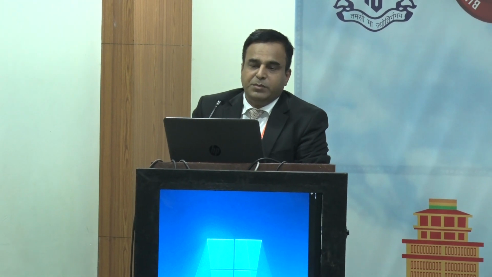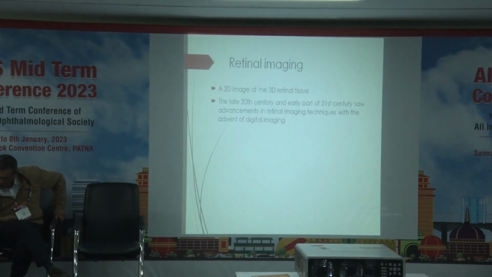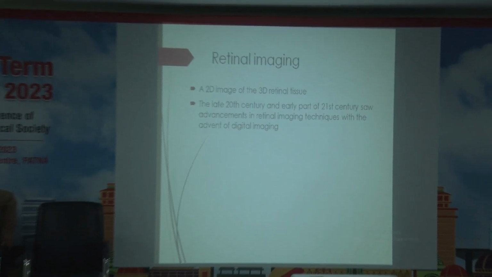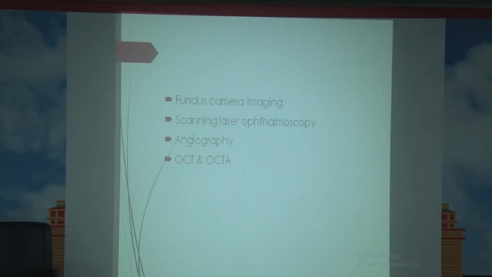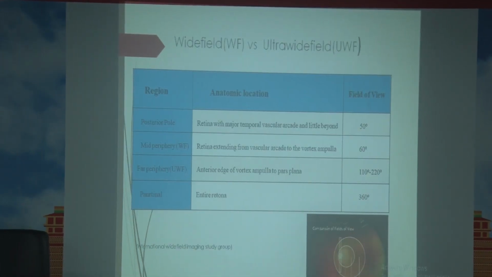Initially the retinal imaging was film-based, but with the late 20th century and early part of the 21st century, with the advancement of digital technology, we have seen lots of new retinal imaging devices. So retinal imaging is basically fundus camera imaging, scanning laser ophthalmoscopy, angiography, and OCT and OCTA-based imaging.